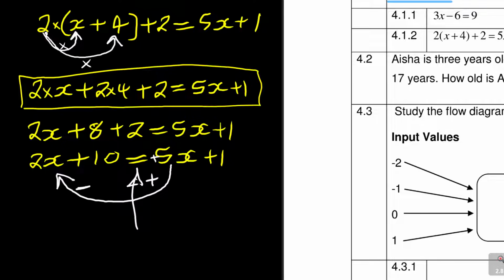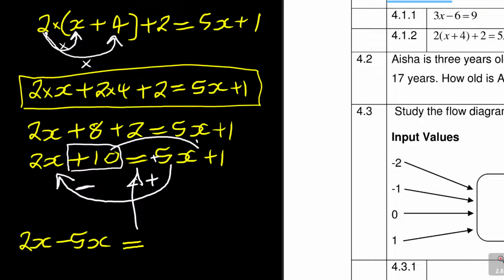It will come this side to become what? Negative. So how do you write it? You say 2x minus 5x is equal to, and we do the same thing with the numbers. Now you had a plus 10 here. You see the sign. Very important with the sign. We want plus 10 to come and join 1 this side.